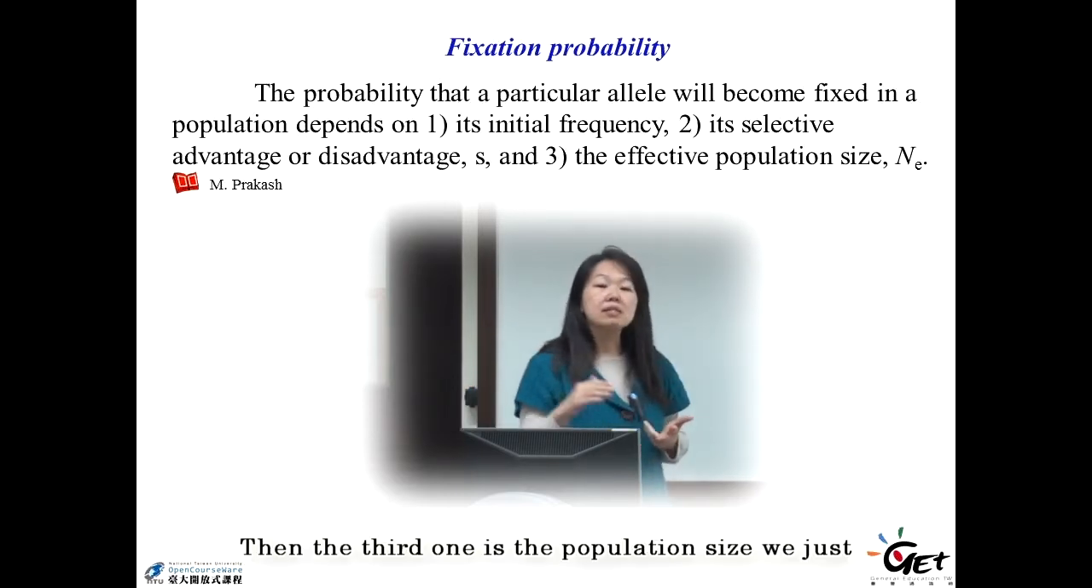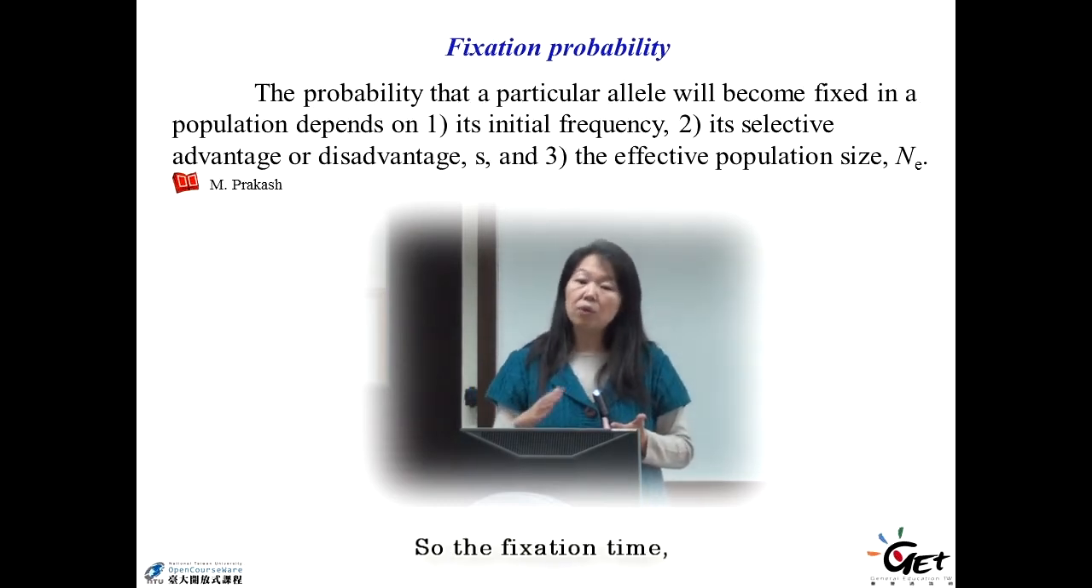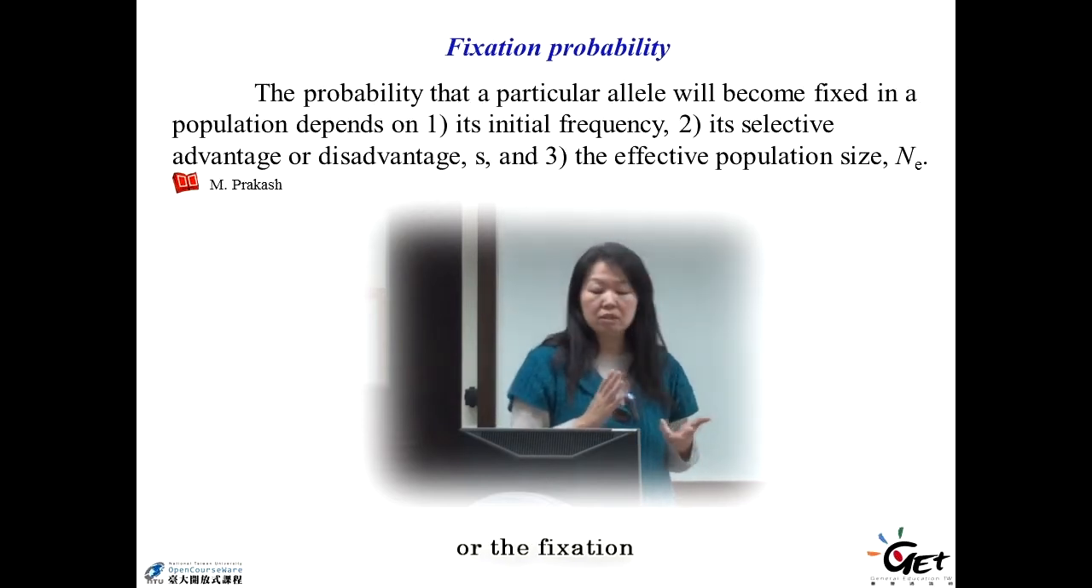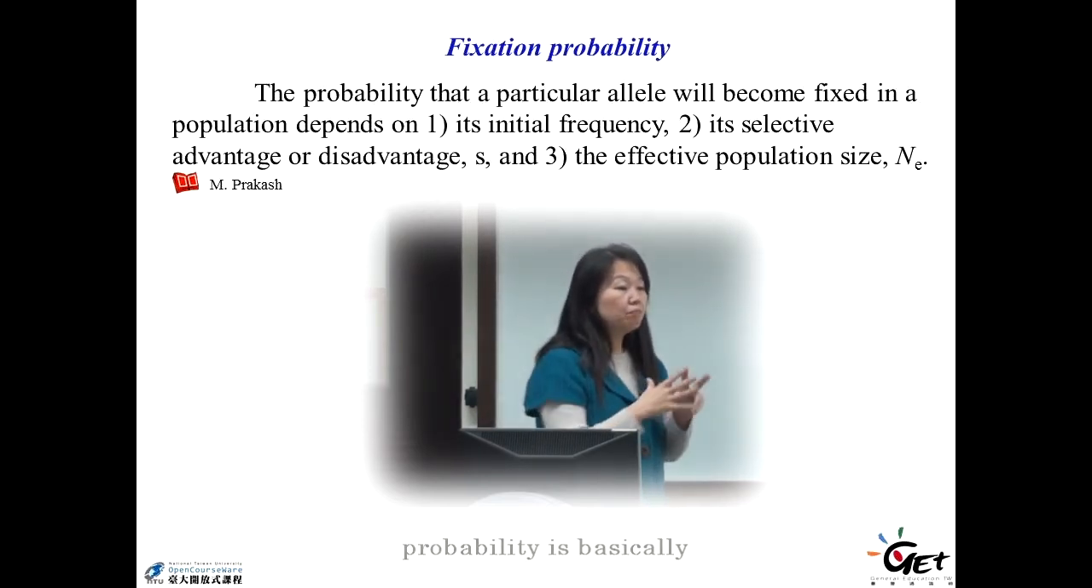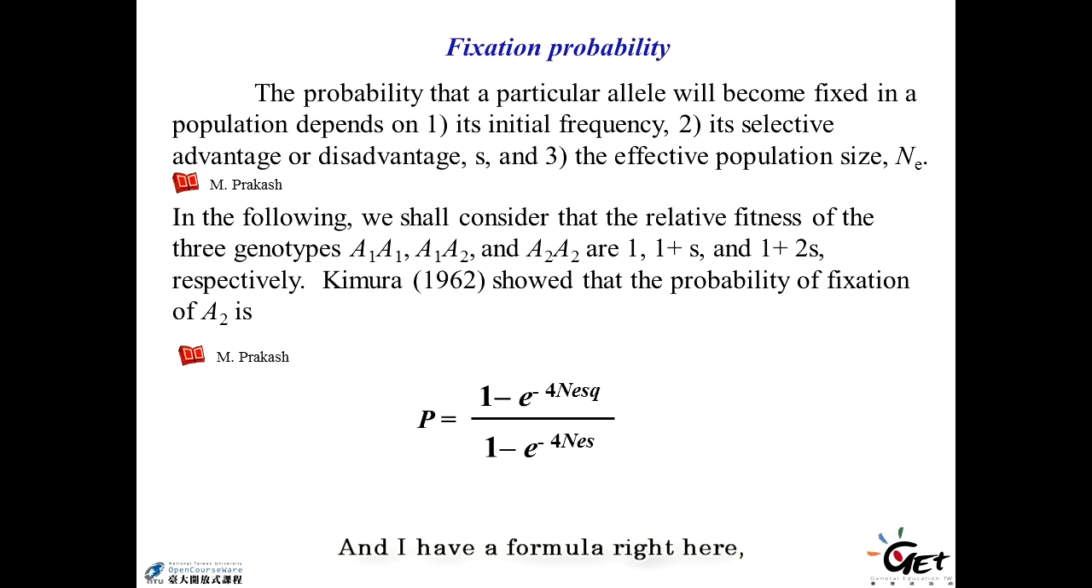Then the third one is the population size we just mentioned at the beginning of this class. So the fixation time or the fixation probability is basically affected by these three confounding factors. I have a formula right here that puts everything together, considering the initial frequency, the effective population size, and whether there's a selective constraint shown by the S parameter. That's the probability we can consider, and this was first described by Kimura in 1962.